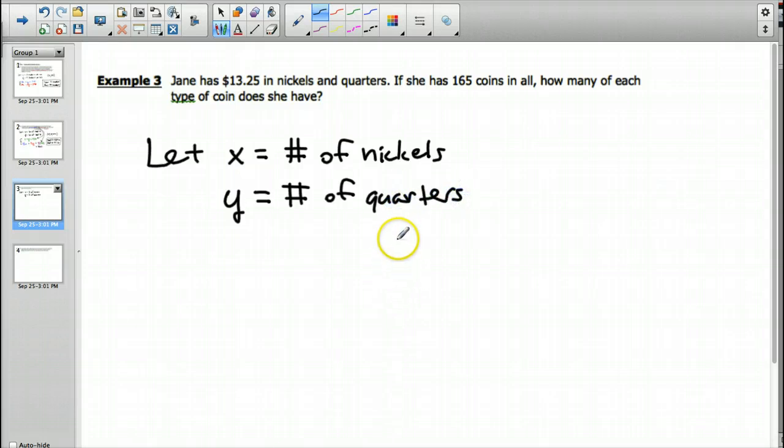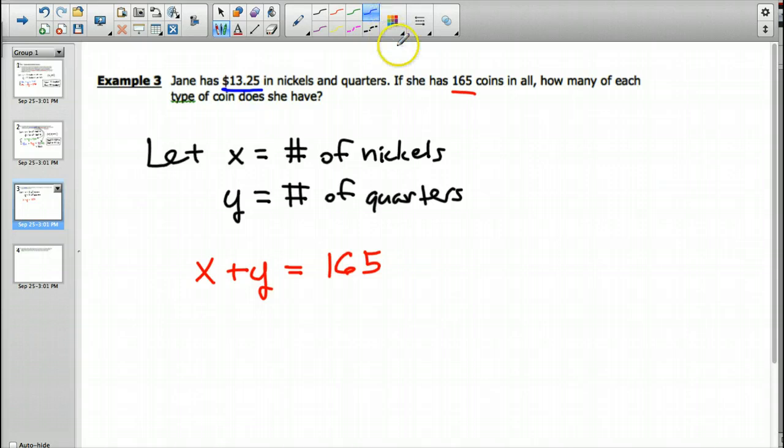Okay, for this problem, I know 2 things. I know 2 different totals. I know a total in terms of dollar amount, and I know a total in terms of just physical coins. I'm going to start with this physical coins total. She has 165 coins in all. So she has X nickels and Y quarters. That means X plus Y equals 165.